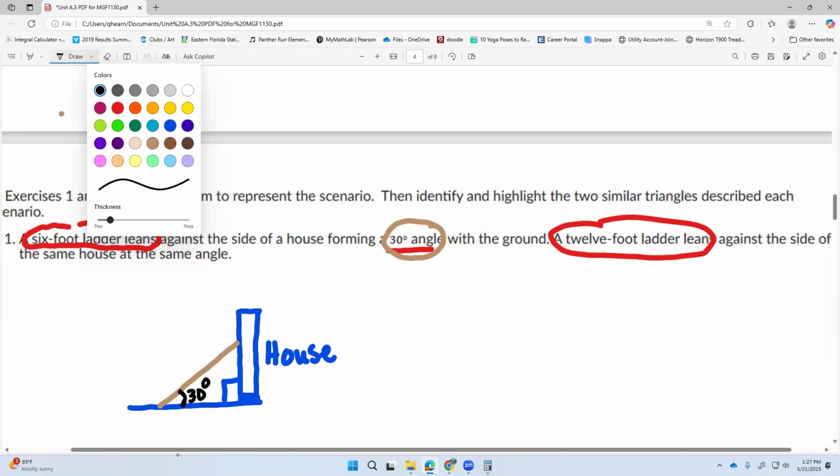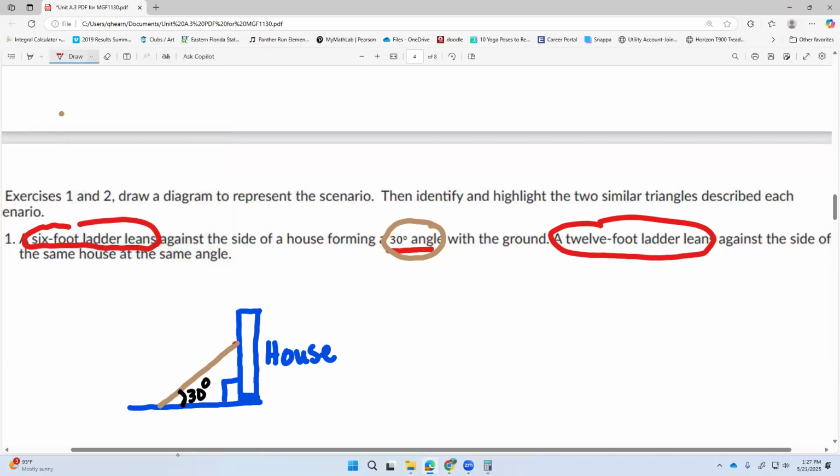All right, so I'm going to highlight in red the triangle that has been formed. We have the ladder forming one side of the triangle, the portion of the ground between the ladder and the base of the house, and then we have the house itself. So there's one triangle in this diagram.